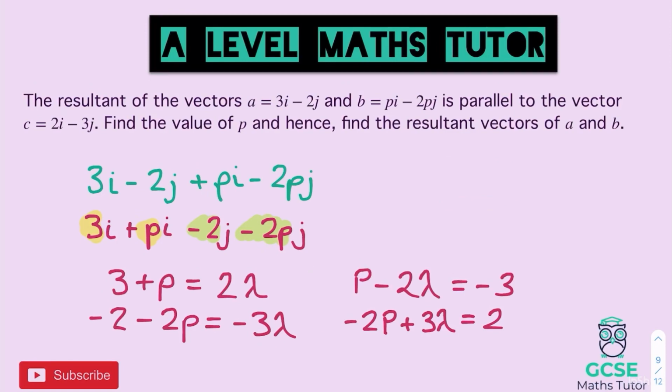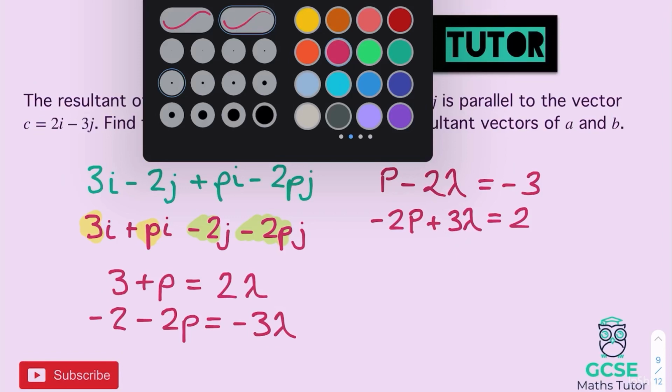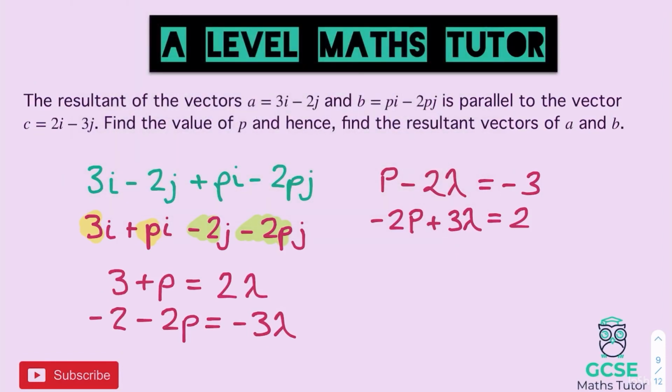And now we just need to obviously get some coefficients. We'll go for the coefficients of lambda. We need to get them equal so that we can actually go about solving this. So we've got a 2 on the top one, 3 on the bottom one. So we'll times the top equation by 3 and the bottom equation by 2. So on the top there, we get 3p minus 6 lambda equals negative 9. And on the bottom, we have minus 4p plus 6 lambda, and that's going to equal 4.